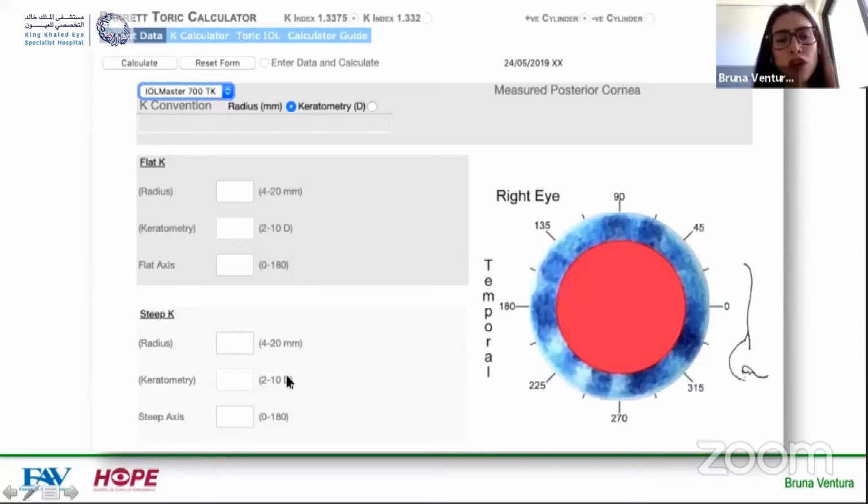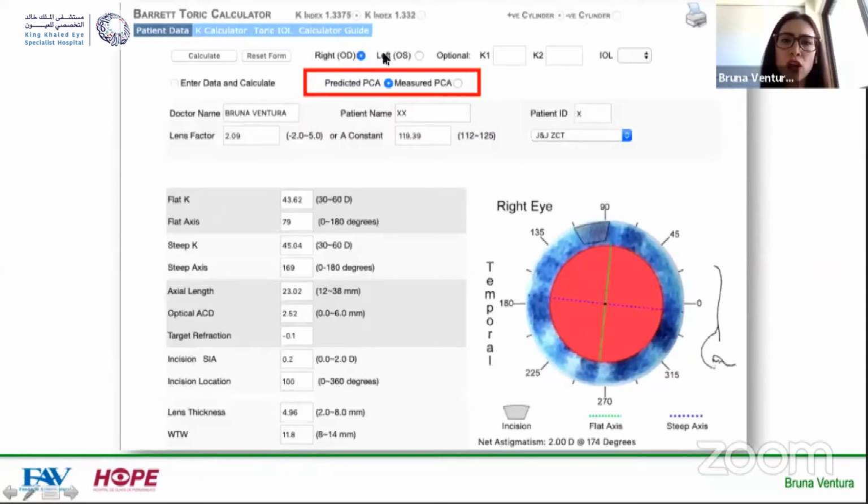Some doctors have already started using this, but most papers haven't shown superiority with regards to using the regular predicted posterior corneal astigmatism. So what we see is that the tool is ready for us to use the measured posterior corneal astigmatism, but we're still waiting for the devices that actually measure the posterior corneal astigmatism to improve a little bit more.